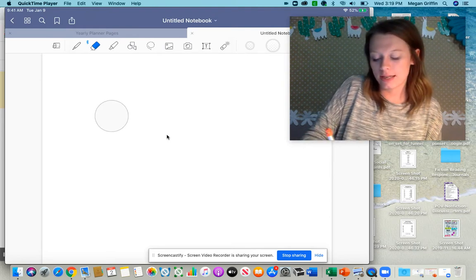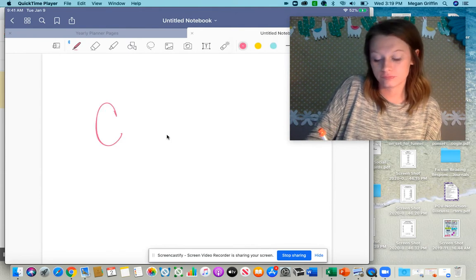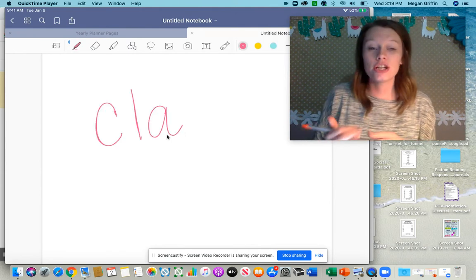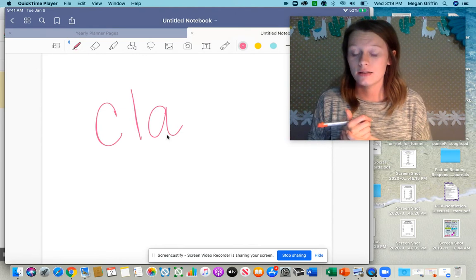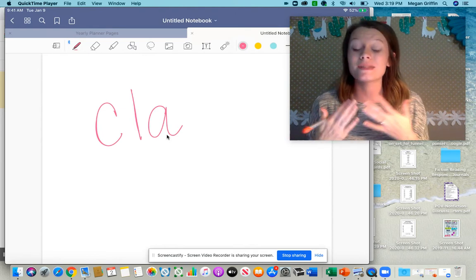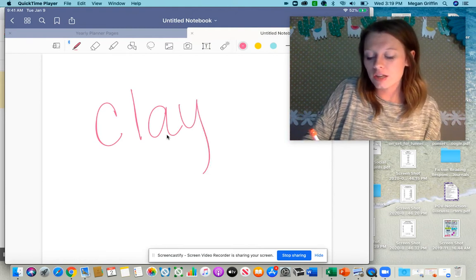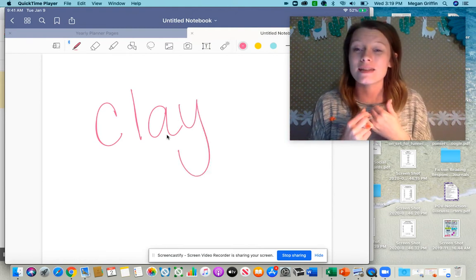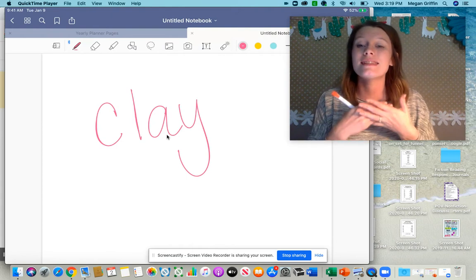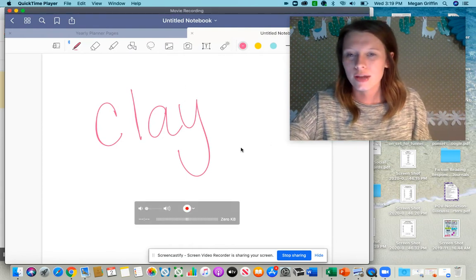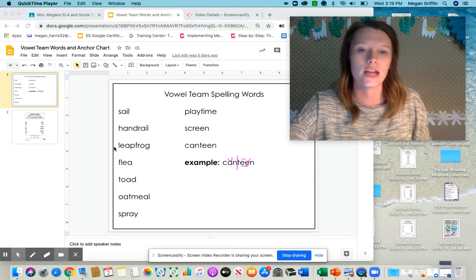Okay? So I'll write down, oop, that's my eraser. Now I could leave it like that because I know that says A. But we know today we're working on vowel teams. And also, that just doesn't look right, right? That doesn't look like a real word. And I know that if I put a Y on the end of that, it's going to make it still say A. So this says clay. Okay, very, very good.